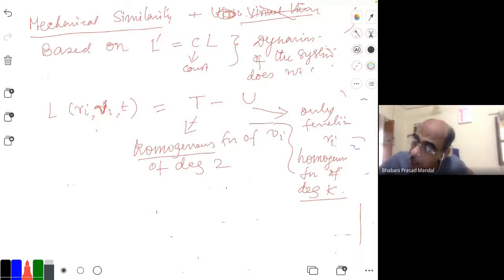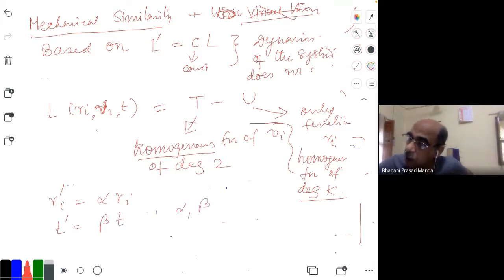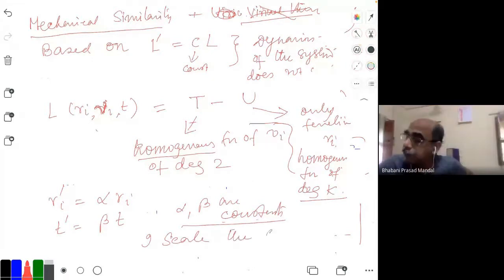Okay. Now I change my coordinate by multiplying. Suppose I write ri prime is alpha times ri, and t prime is beta times t. Alpha and beta are constants. That means I scale the coordinate and time.